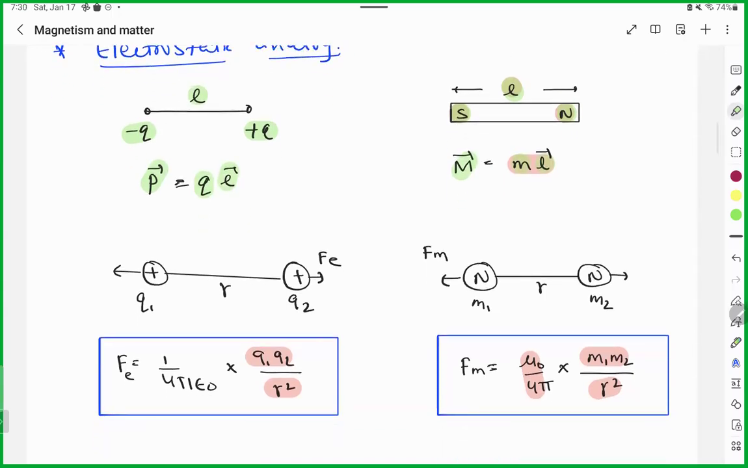Correct. In this case, if you had two positive charges or two negative charges, they repel each other. Then your electrostatic force will be 1 by 4 pi epsilon naught, Q1 Q2 by R square. Here, if you have two north poles, they will repel each other. Here, the magnetic force constant is different. In magnetism, the constant is different. But instead of charge, you will have M1 M2 by R square. Everything looks like the electrostatic part. Make sense, guys?